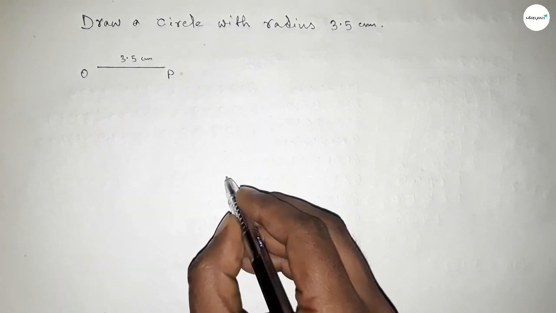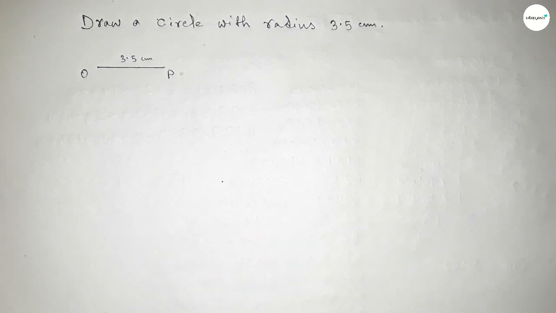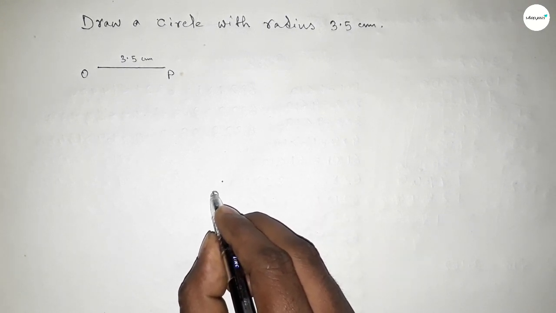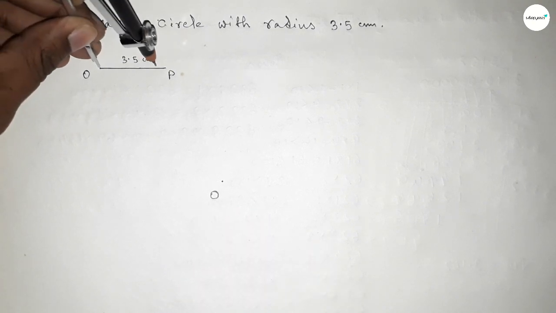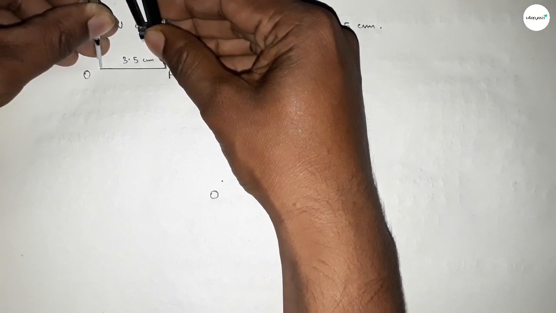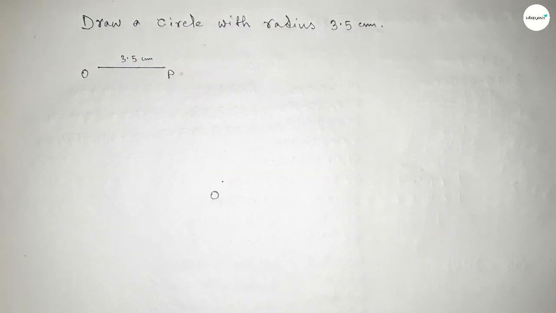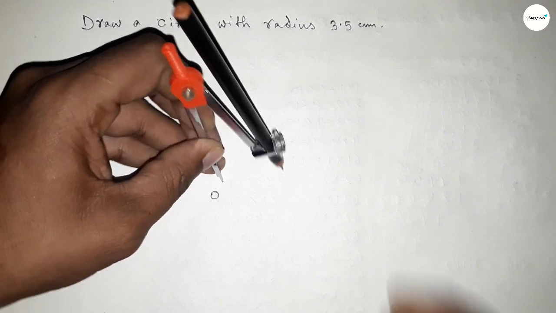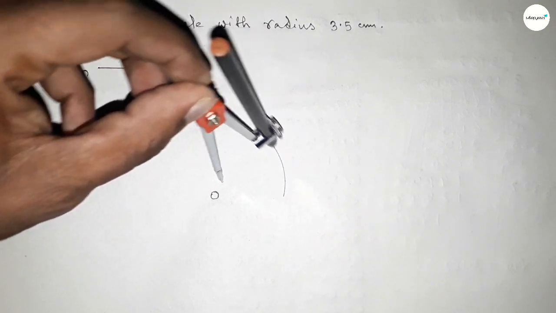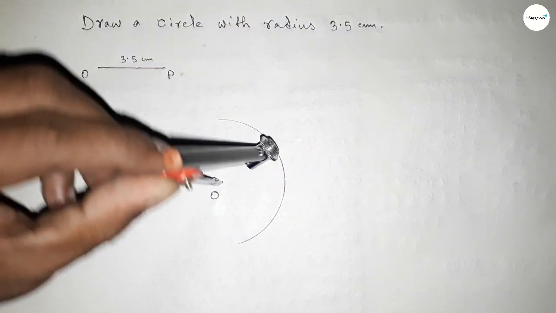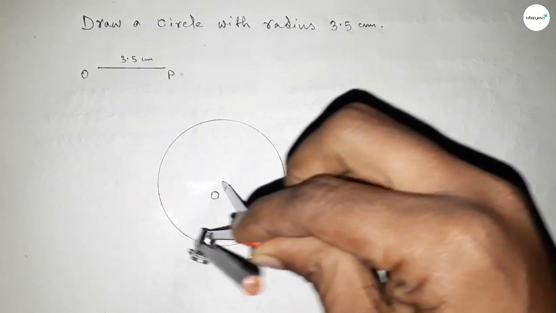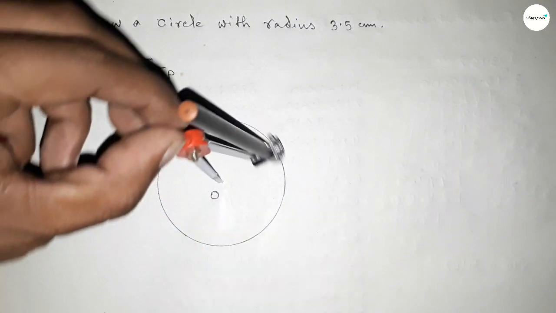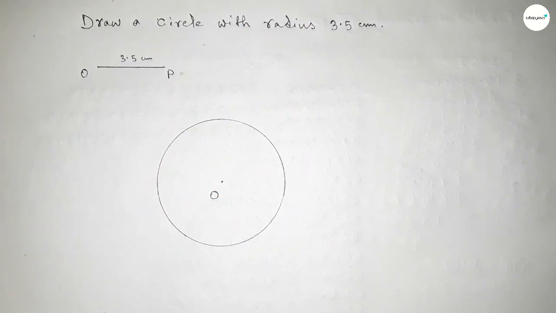Now taking the length OP, so first here taking a point O and taking the length OP by compass this way, and putting the compass on this point and drawing an arc this way, and this represents a circle with radius 3.5 centimeter.